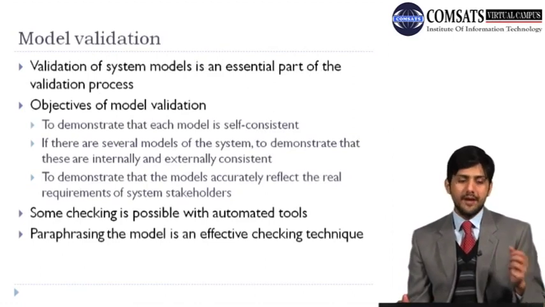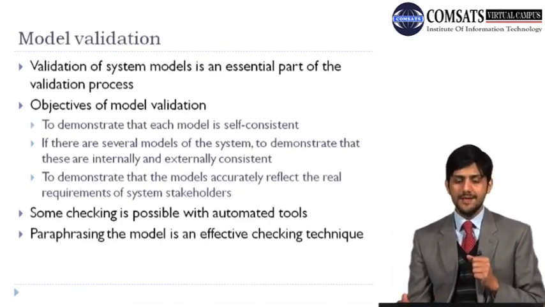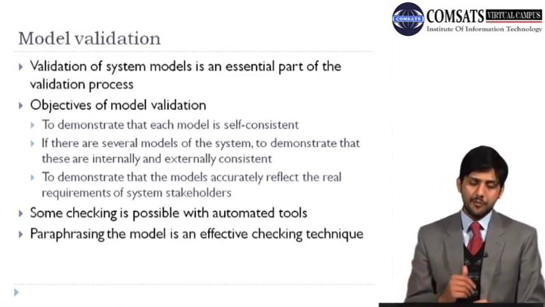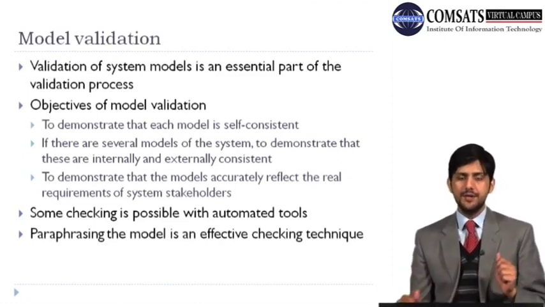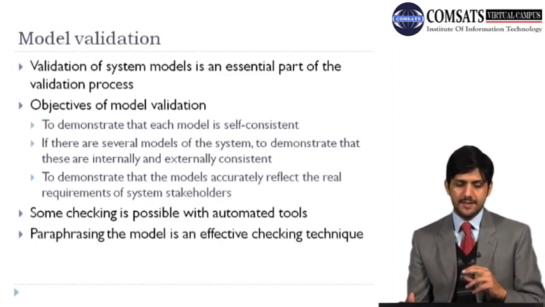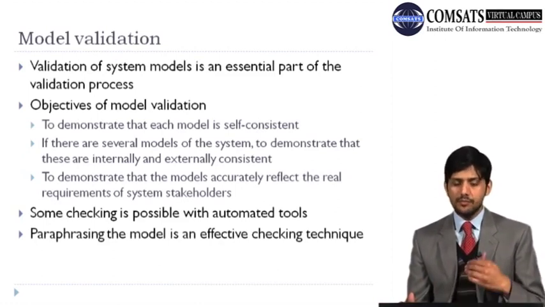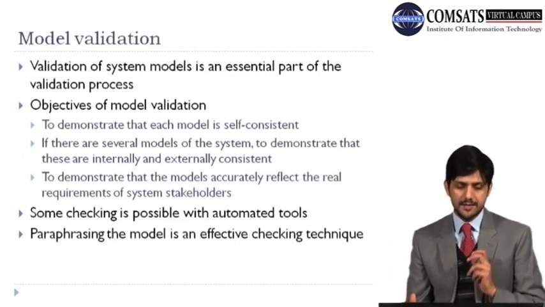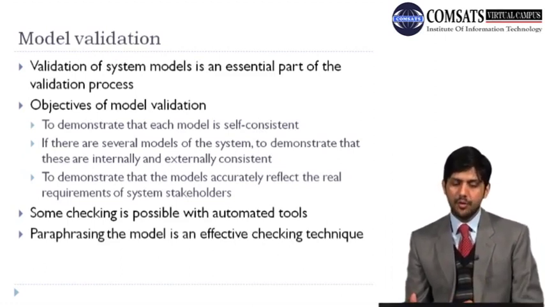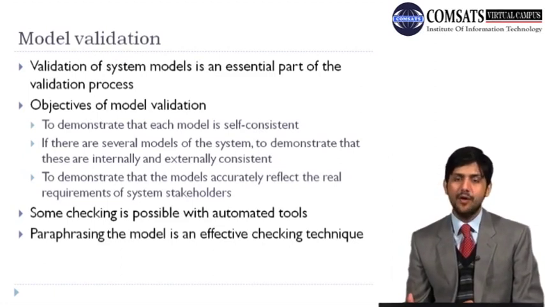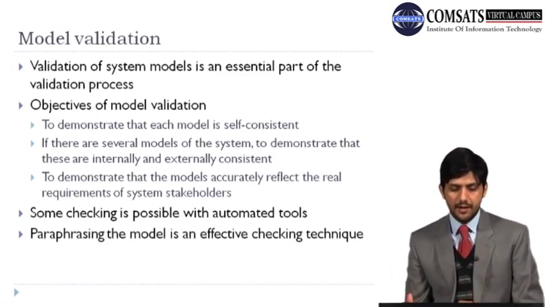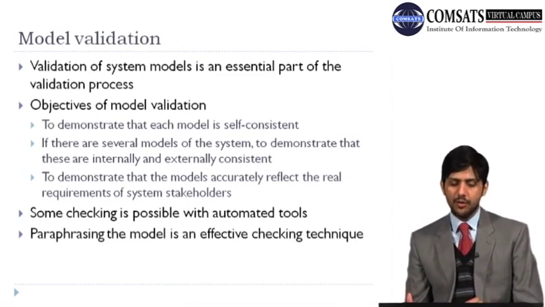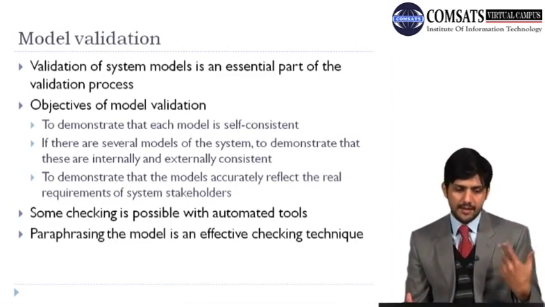So what is model validation? Validation of the system models is an essential part of the validation process. What are the objectives of model validation? To demonstrate that each model is self-consistent. If there are several models of the system, to demonstrate that these are internally and externally consistent. To demonstrate that the models accurately reflect the real requirements of system stakeholders. Some checking is possible with automated tools. Paraphrasing the model is an effective checking technique as well.